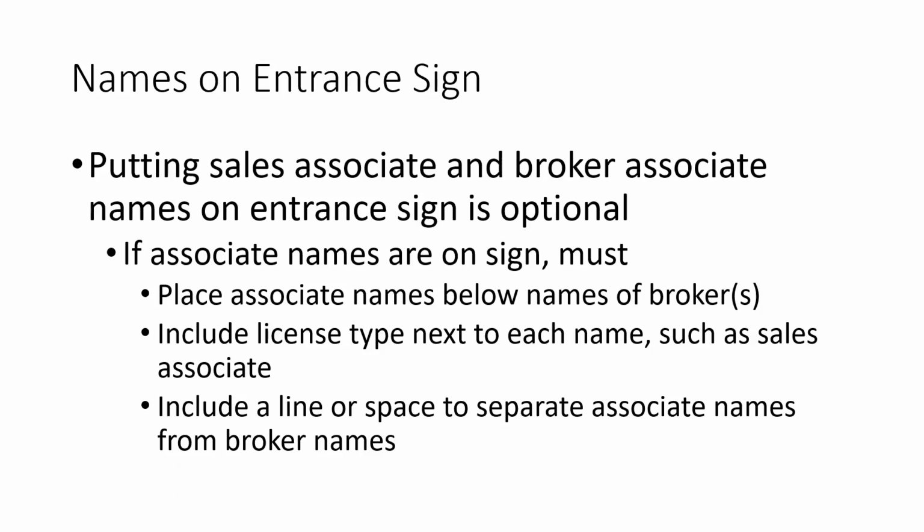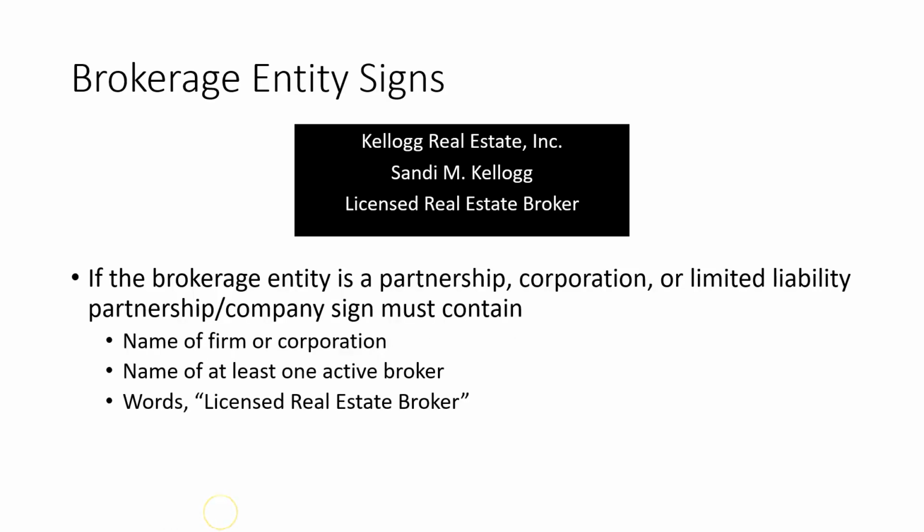You may put the sales associate and broker associate's names on the entry sign. If you do that, then you must place the names below the names of the brokers, include the license type, whether a sales associate or a broker associate, next to each name, such as sales associate, and to differentiate from the brokers, include a line or a space to separate associate names from broker names. Example given in the book.